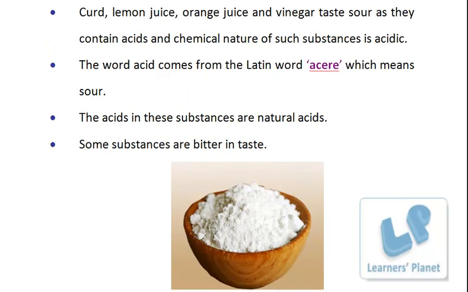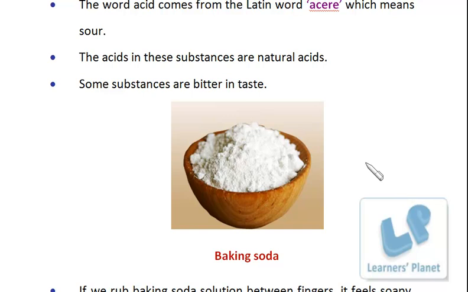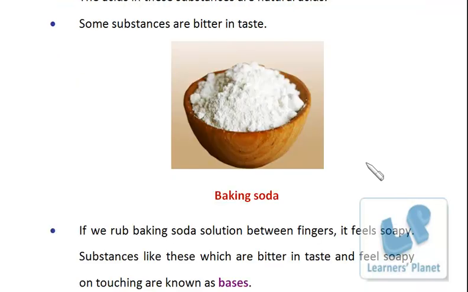See friends, curd, lemon juice, orange juice, vinegar, they are naturally sour, right? So we can say the acids in these substances are natural acids. And some substances are bitter in taste. I have an example over here, that is baking soda. If you rub the baking soda solution between your fingers, it will feel soapy, right?